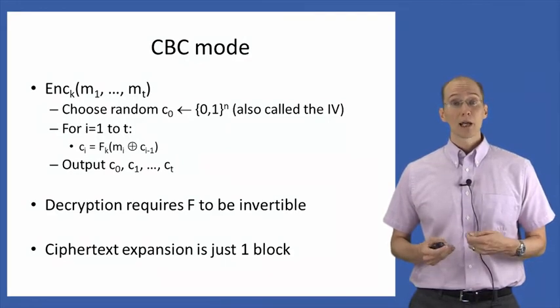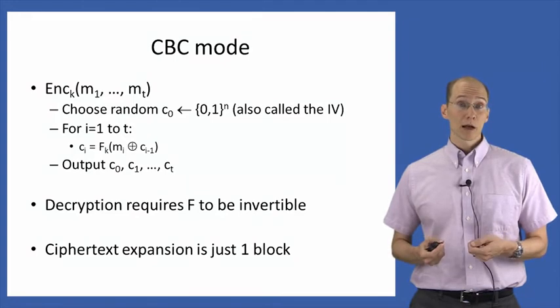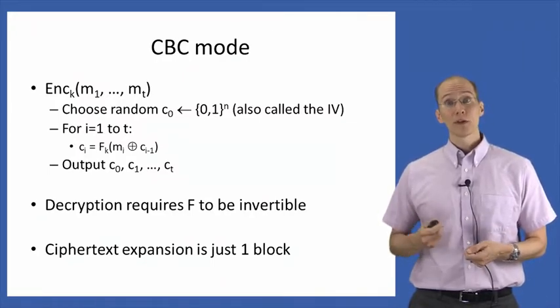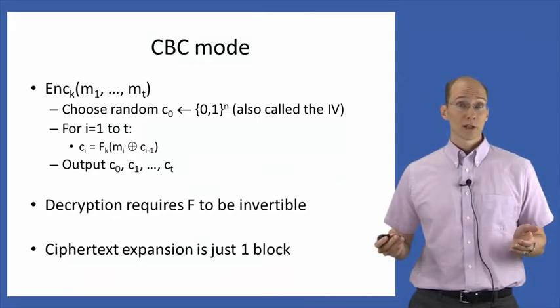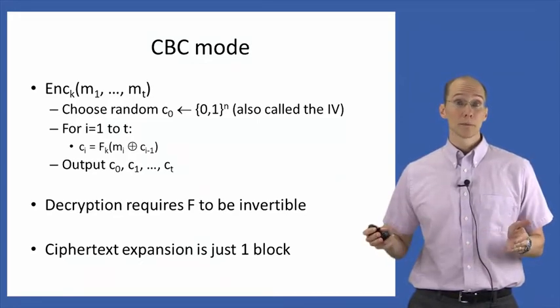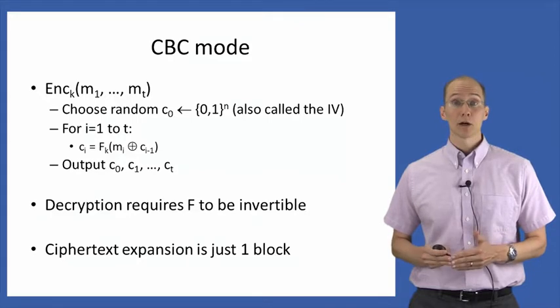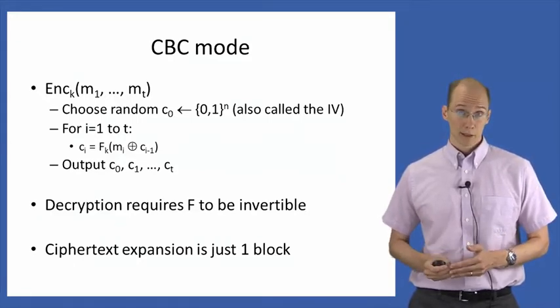And then for i equals 1 to t, the sender computes the ith block of the ciphertext to be equal to fk applied to the next message block, mi XORed with the previous ciphertext block, ci-1. The resulting ciphertext consists of the t+1 blocks c0 through ct. And note that the ciphertext expansion, again, here is just a single block. So we've only increased our plaintext by n bits.